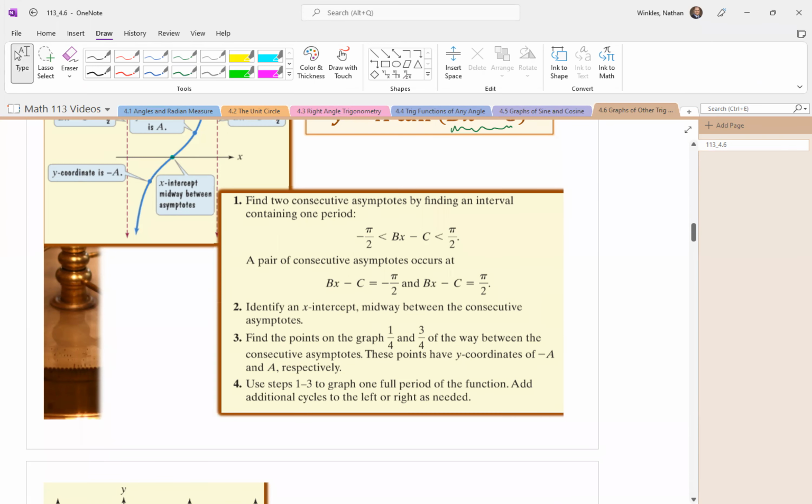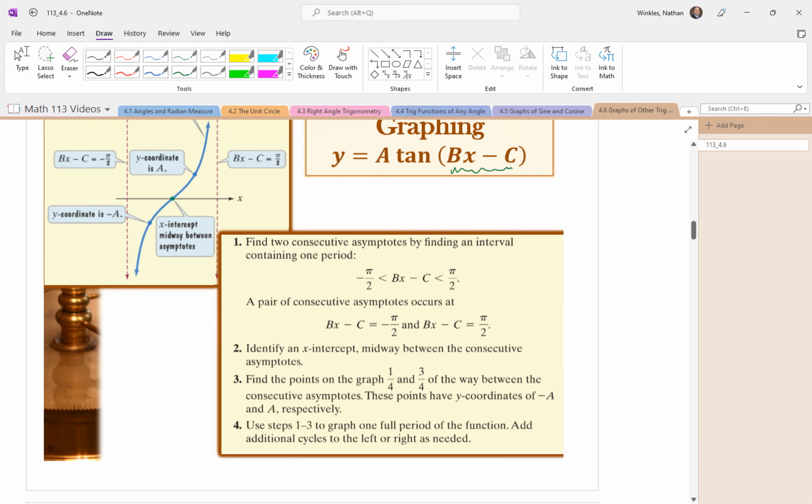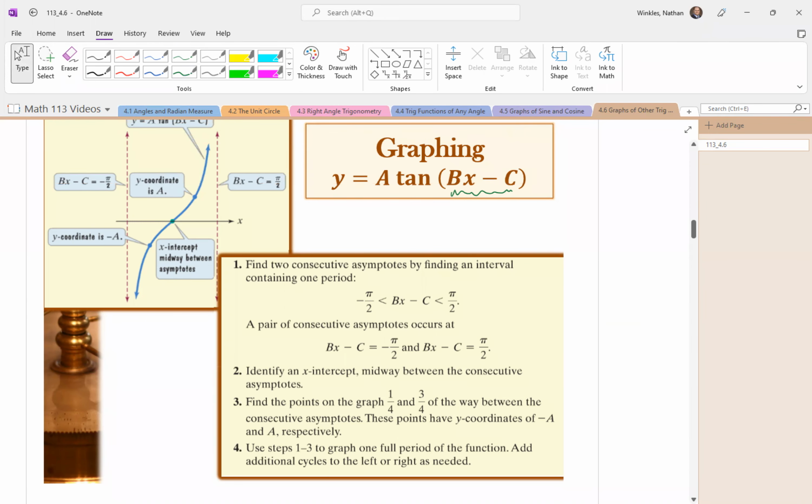And then halfway between our consecutive asymptotes is an x-intercept, so that's exactly halfway there. Next, we want to find the points on the graph 1/4 and 3/4 of the way between the consecutive asymptotes. These points have y-coordinates of -a and +a. So notice that instead of 1 and -1, like in the normal tangent, it's going to be -a and +a respectively. Once we do that, we can finish graphing 1 full period, and we can add additional cycles if we need to.